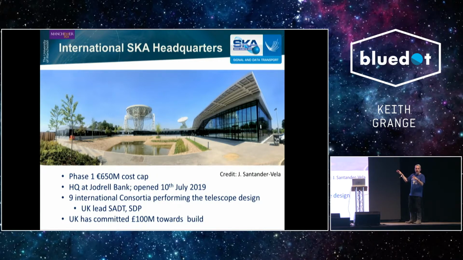The design work for the telescope is really quite well advanced. The design work's been conducted by 9 international consortia, with the UK leading 2 of those. The ones which I'll talk most about are the signal and data transport, but also the science data processor, the really high-performance computer part of the telescope. And the UK has committed £100 million towards this build, and really has brought the entirety of our international community along, I would say, to making sure that this thing is really realized.